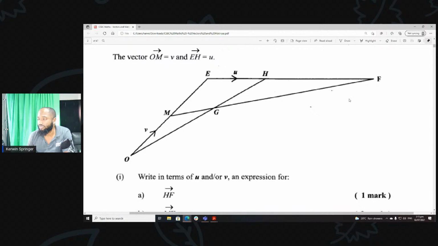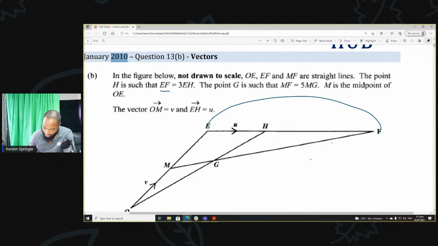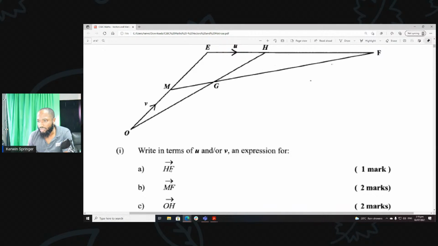H starts here and F starts there. Okay, we have something to work on already, because we know that EF is 3 times EH. So it's like E to H, E to H, E to H. All right, so EF is 3EH. They give me 1, so it's some kind of division scheme here.